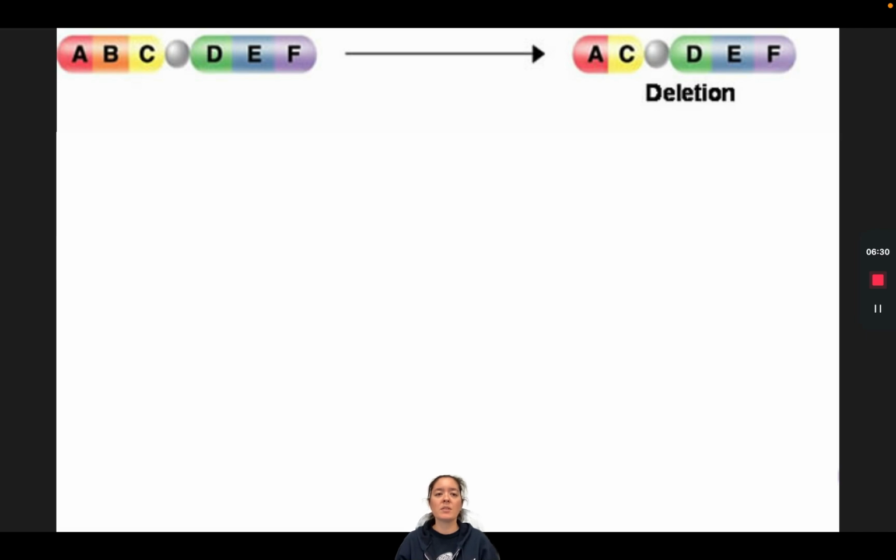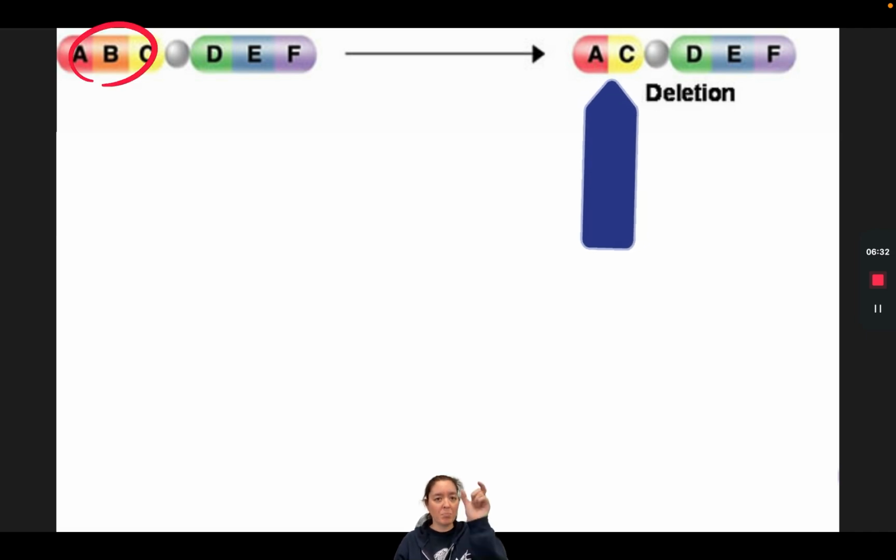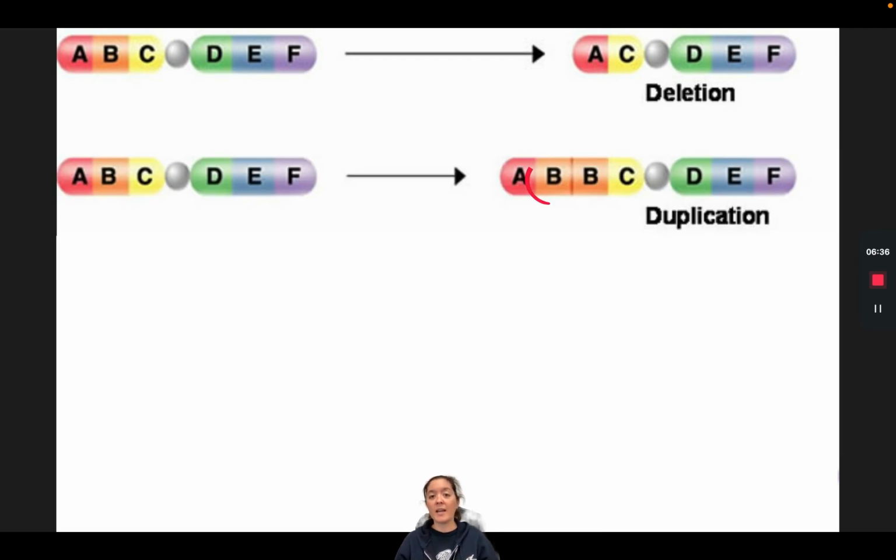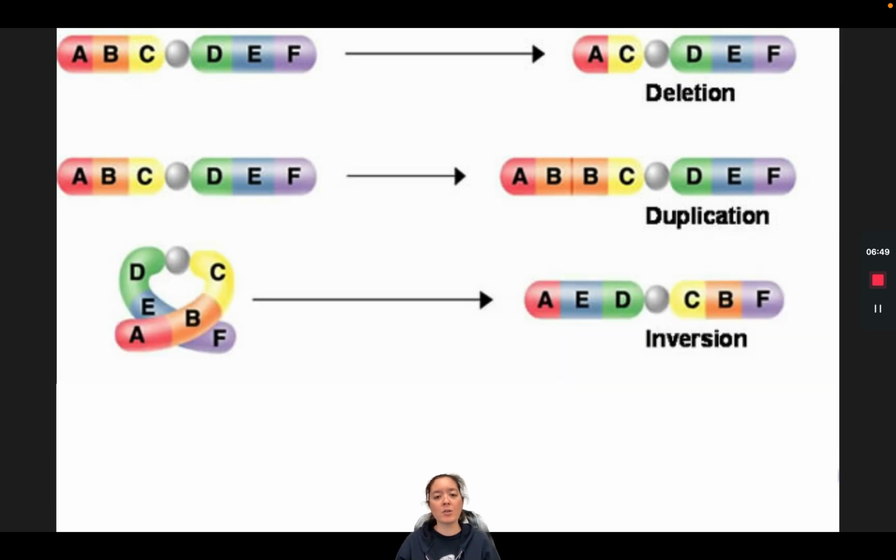Here we see some examples. Again, deletion, we lost the B section of our chromosome. For duplication, we added a second B, so we duplicated that B section of our chromosome. Inversion, we see that things are mixing up inside that same chromosome. So instead of A, B, C, D, E, F, our sections got mixed around. Now it's A, E, D, C, B, F, so it's all mixed up.